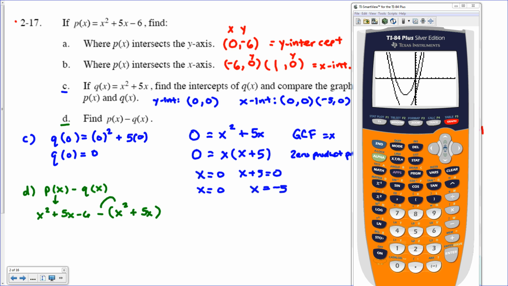Let's distribute our negative sign through here, or subtraction. So we have x squared plus 5x minus 6, and then we're taking away an x squared, and we're taking away a 5x. Now when we combine our like terms, those are opposites, so they're going to zero out. 5x and -5x are going to zero out, and we're going to end up with -6. That is going to be the answer for letter D. So that equals -6. This is problem 2-17.